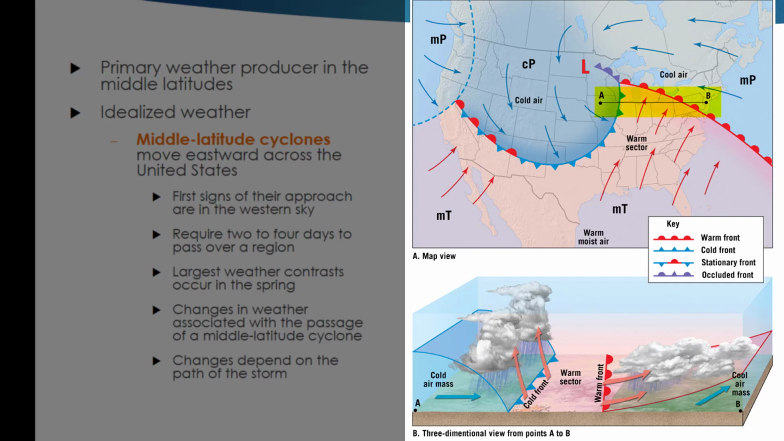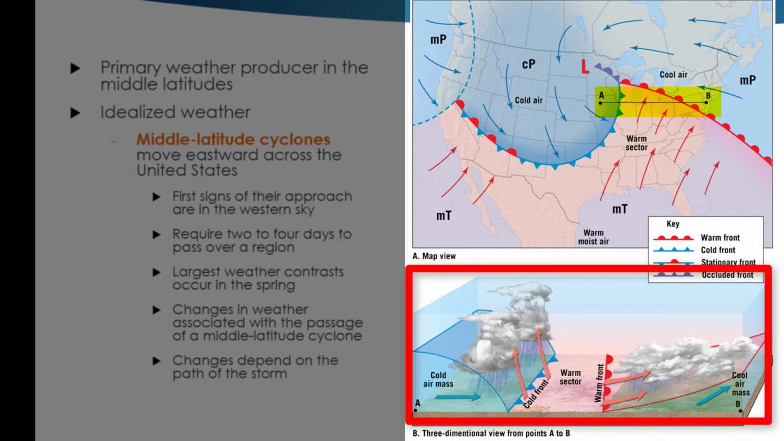At this point, I'd like you to take a look at the map view and notice the line segment connecting point A and point B. Point A occurs in Iowa, and point B is all the way on the eastern seaboard. Let's take a look at the three-dimensional view that shows us what's going on with the mid-latitude cyclone.